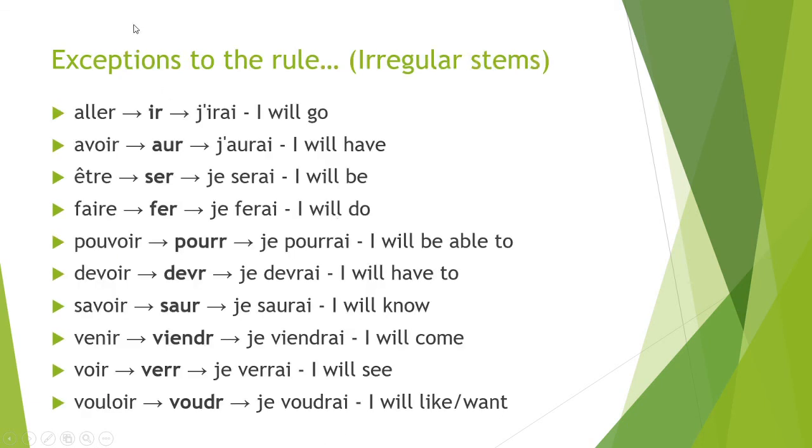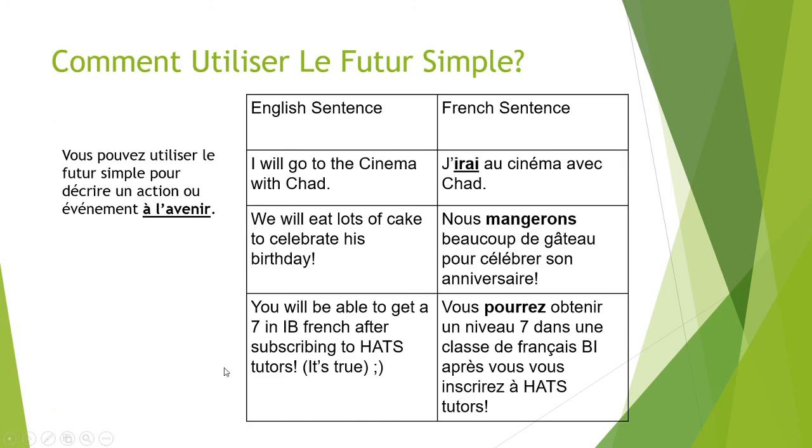And here's a list of exceptions to the rule. So you just gotta remember, you don't take the infinitive of the verb with these. You gotta add these specific endings. These specific roots, and you add the appropriate endings to them.